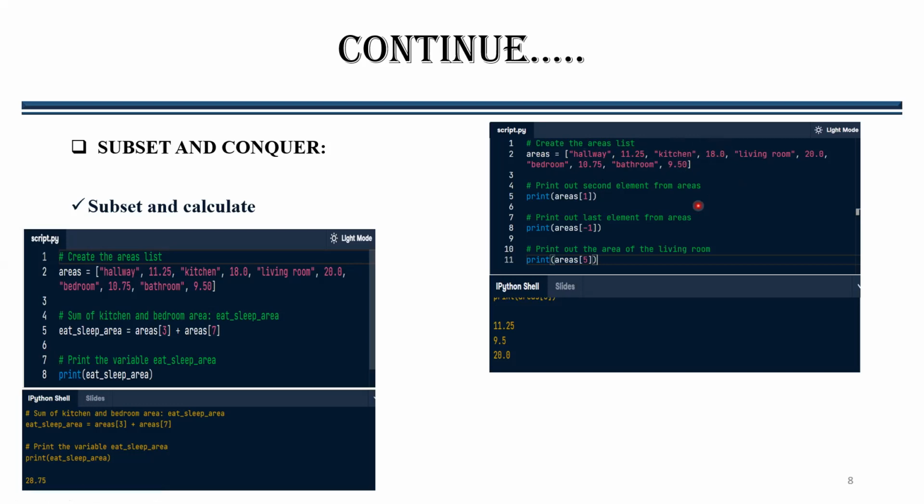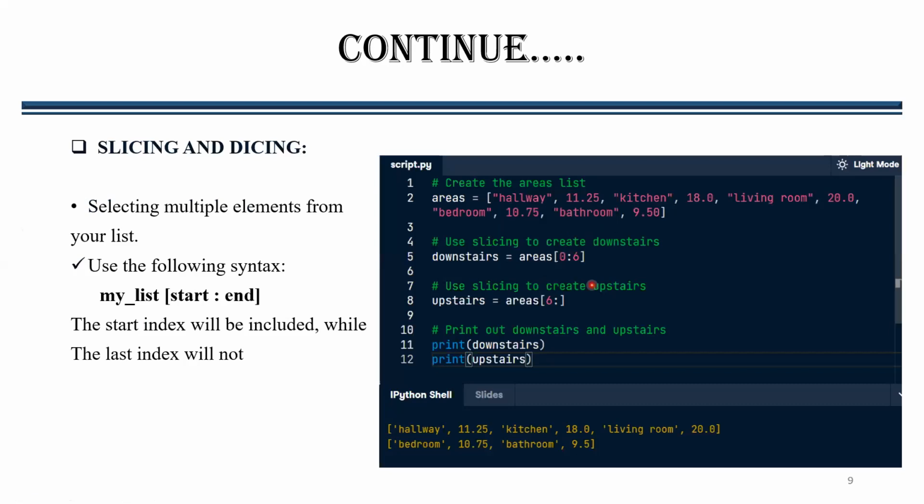we can subset the list values using print area, and we will define the value of the index to subset or retrieve the particular area from the list. Similarly, for the last element, we will use negative indexing, and we will print the area and area in the indexing form to get our result.